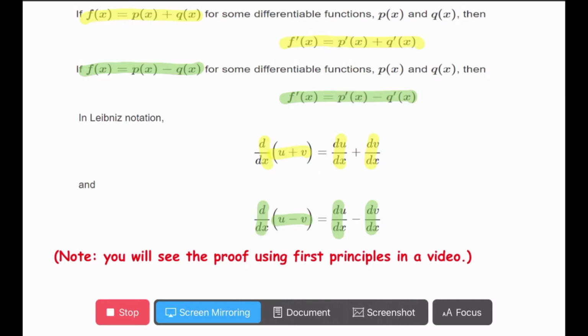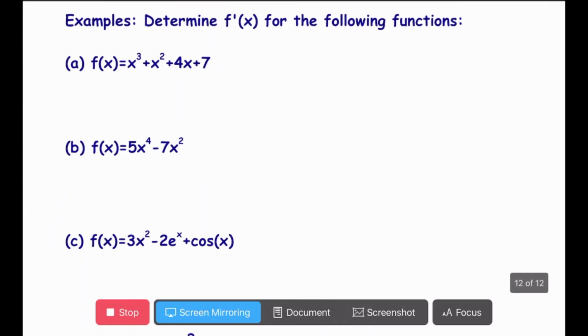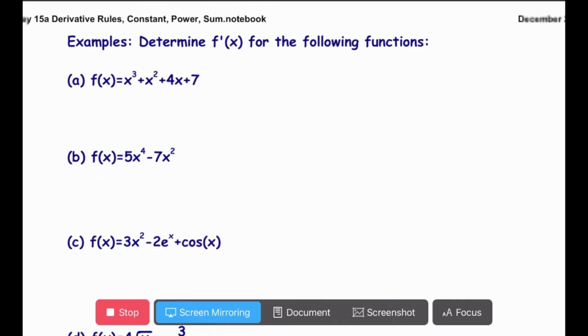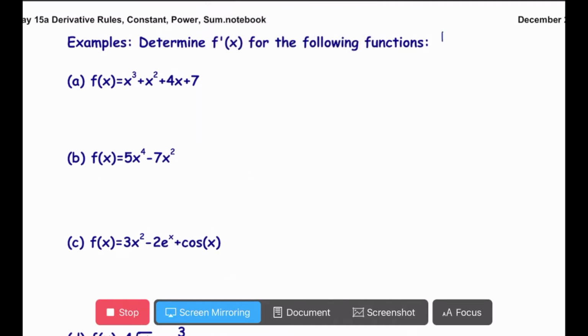Let's work through a few examples. Let's try actually applying these rules to some functions. Determine f prime of x for the following functions. And how are we going to think about this? Basically, we want to think about it piece by piece. So when I see questions like this, we're going to think piece by piece. So I can do each part individually and then add them together or subtract them or whatever is required. So piece by piece or term by term.